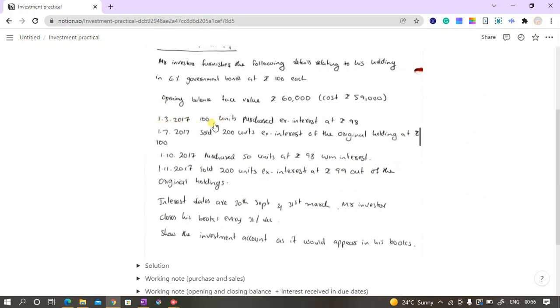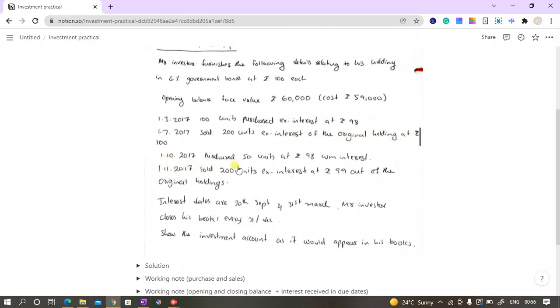On 1st March 2017, the investor purchased 100 units at a cost of rupees 98 ex interest, exclusive of interest. Without interest, 98 rupees. On 1/7/2017, we have to calculate the interest here basically. On 1 July 2017, sold 200 units ex interest, exclusive of interest, of the original holding at ₹100.